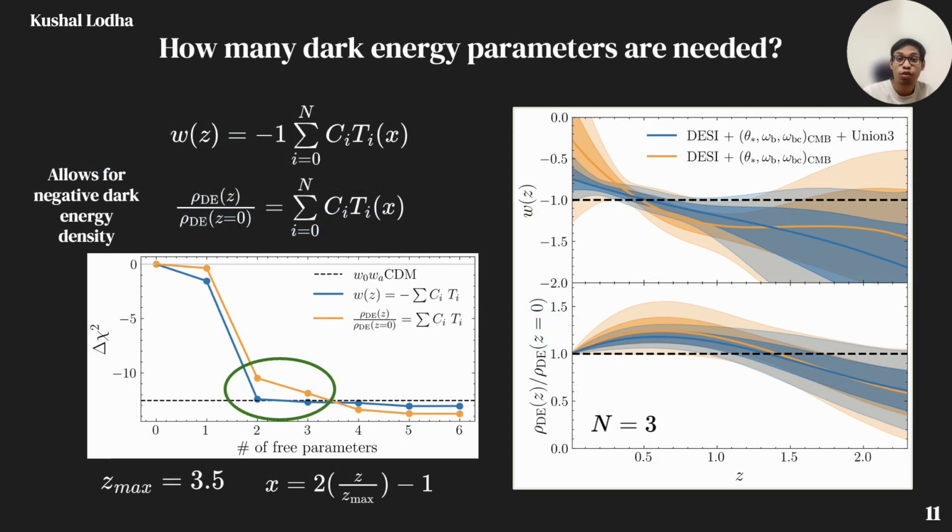Rather than restricting ourselves to two parameter extensions, we can ask how many dark energy parameters we need. We can test this by modeling our equation of state in terms of the Chebyshev polynomials. Depending upon where we truncate the polynomials, we can introduce different additional degrees of freedom. On the right, I am showing you the results for n equals 3 with the DESI plus CMB combination in orange and the DESI plus CMB plus Union combination in blue.